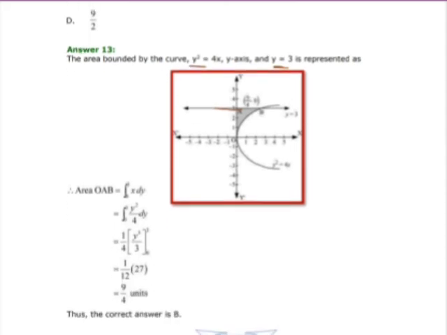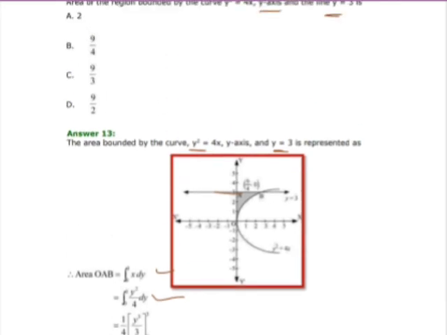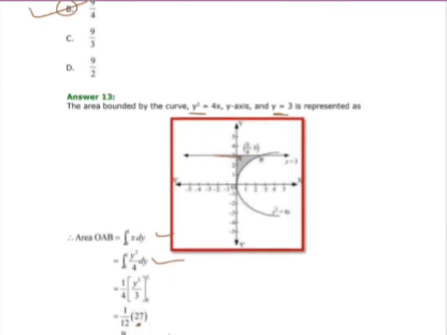So we have x equals to dy. I take about the y-axis. So y square by 4 is the value of x, into dy. 1 by 4 taking outside the integration, that is y square integration is y cube by 3. Applying the limit, it becomes 27, 1 by 12 outside. So 9 by 4 is the required units. Therefore 9 by 4 is option B. B is the right answer.